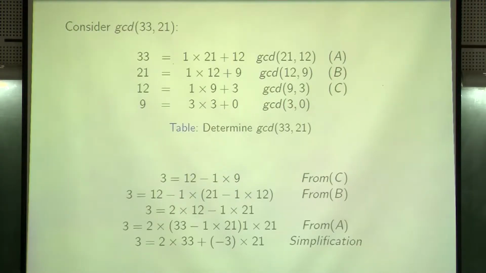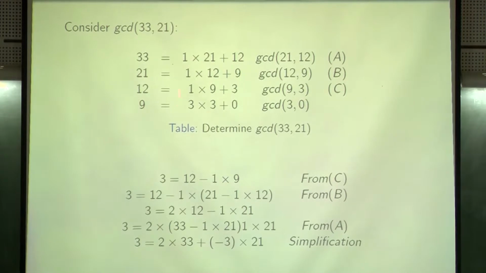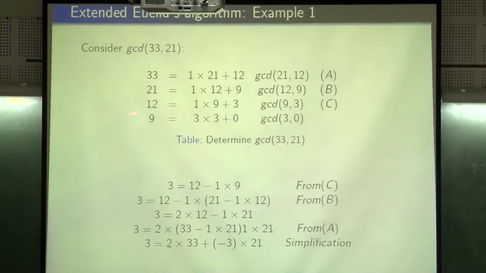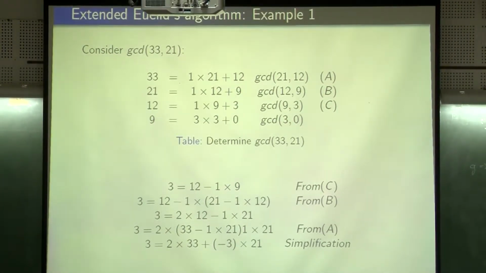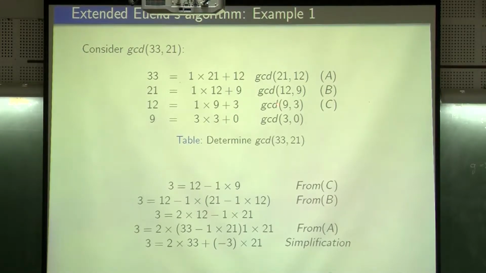So now let us take an example of 33 and 21. I gave a similar example last time. Now let us see how, from the penultimate step, you can work back. You start with 33 and 21, you divide and get this equation, then 21 and 12 you get this equation, and so forth. At some point the remainder becomes 0. So 3 is the GCD.